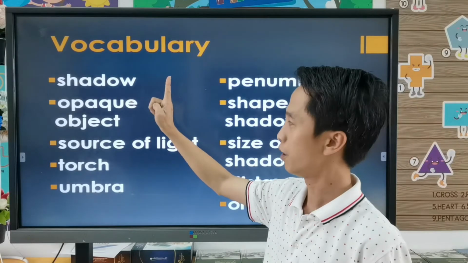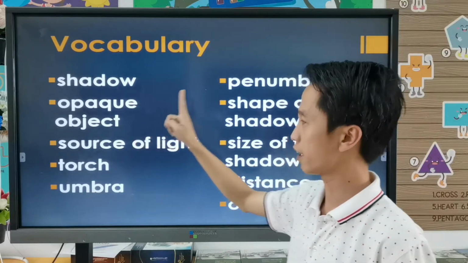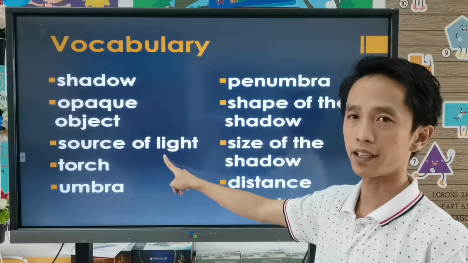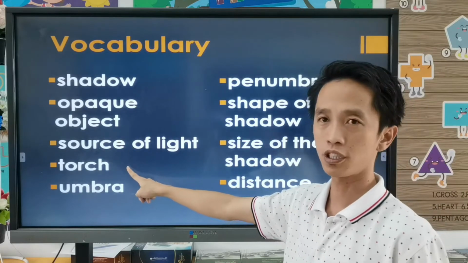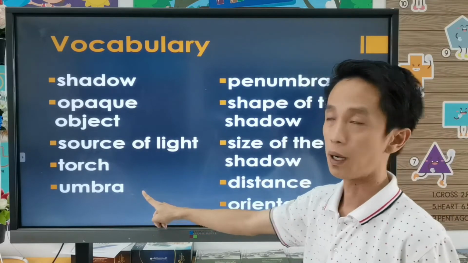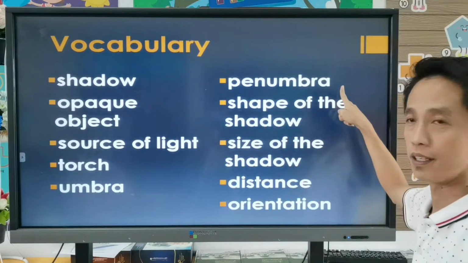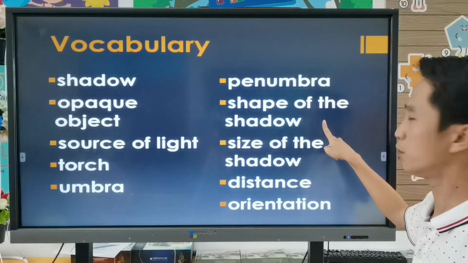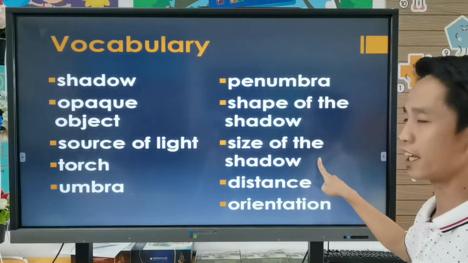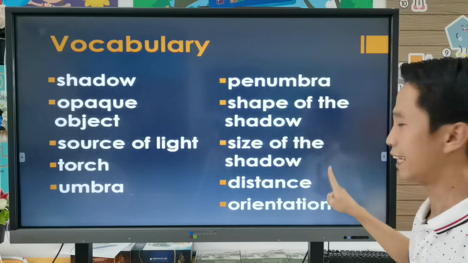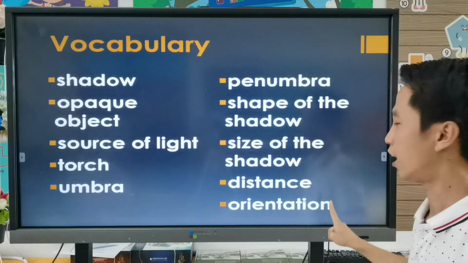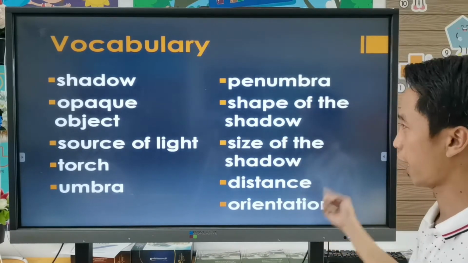Okay, one more. Let's read. Shadow, opaque object, source of light, torch, umbra, penumbra, shape of shadow, size of shadow, distance, orientation.